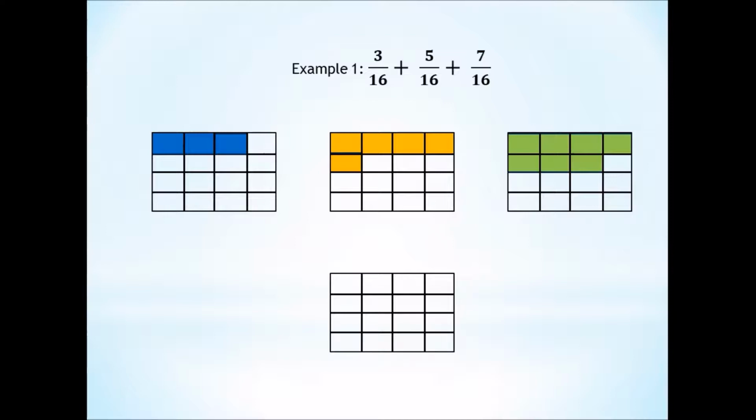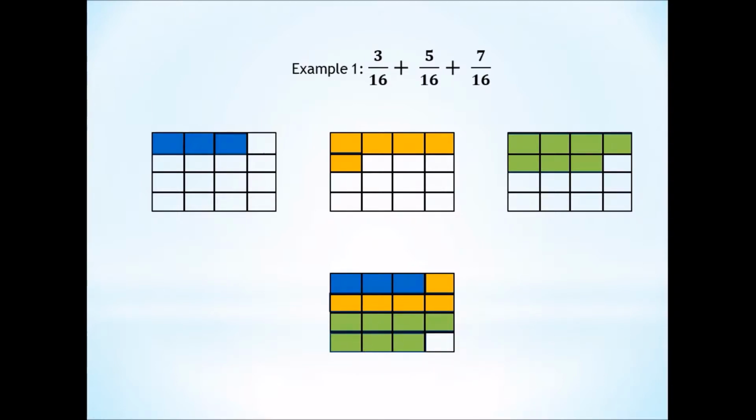Because 16 is the whole, we're going to go ahead and put all of the numerators on top of it. So the 3 out of 16, we're going to lay it out as 3 out of 16. The 5 out of 16, the yellow parts, I went ahead and counted 5 parts of this right here. So it's 1, 2, 3, 4, 5. And then 7 out of 16, I have 1, 2, 3, 4, 5, 6, 7.